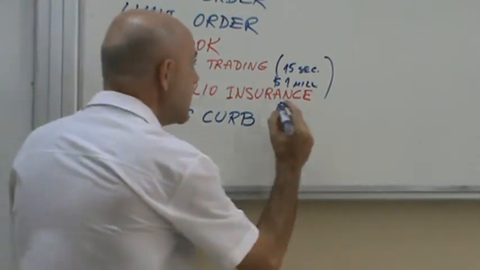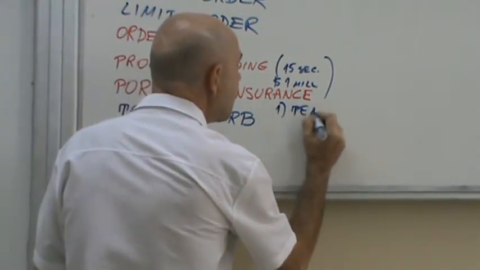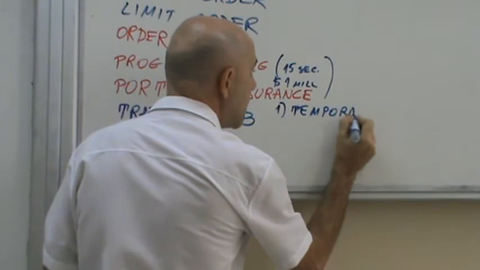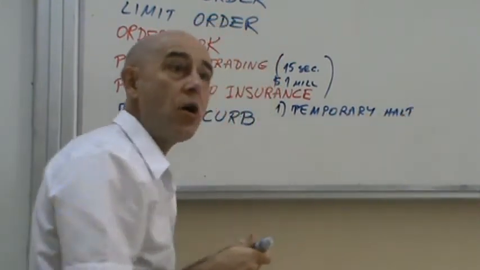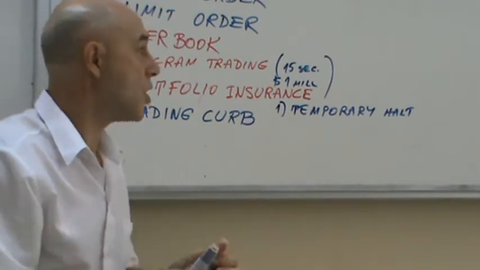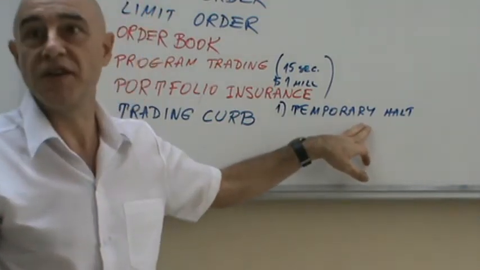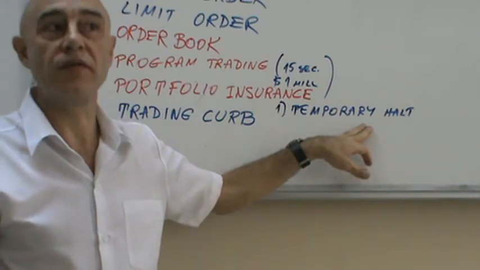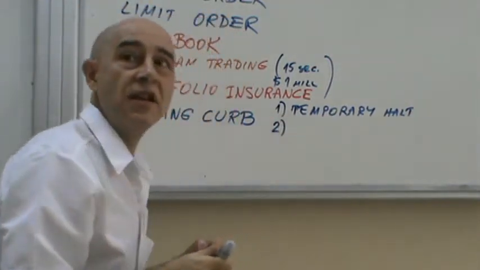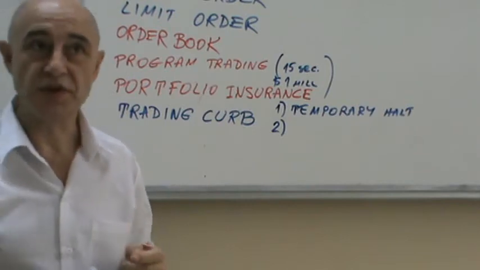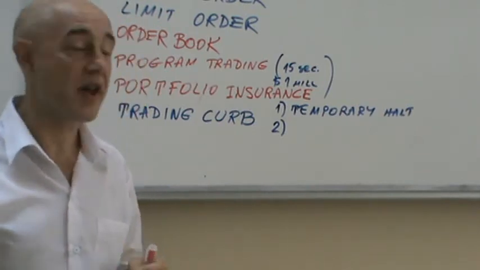So the first is called a temporary halt. To halt means to stop. So you just stop trading for 10 or 15 minutes. It's called cooling off. And then trading resumes, meaning they continue to trade again.